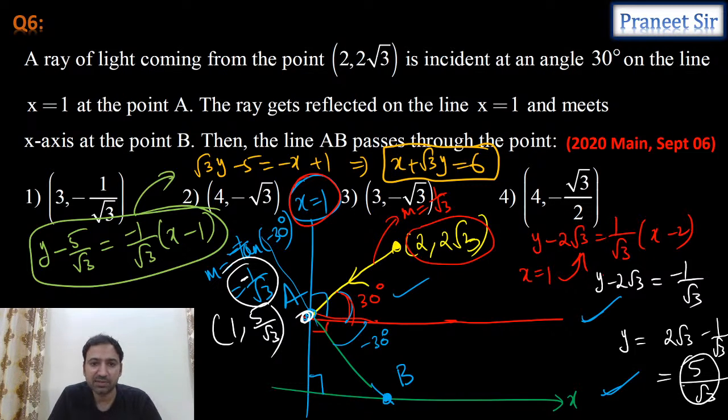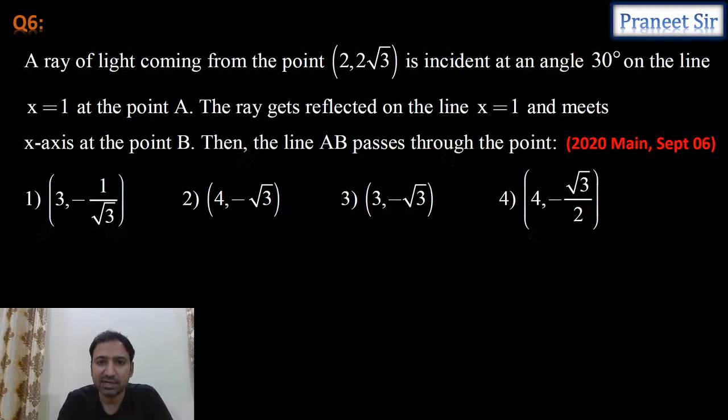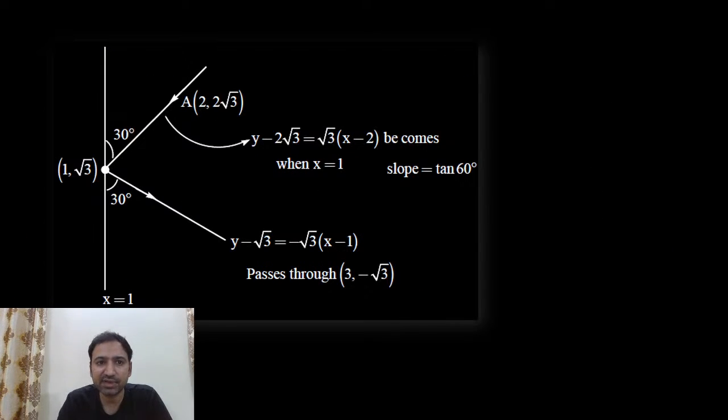The point of contact is (1, 5 by root 3) only, and the slope of AB is minus 1 by root 3 only, correct only. Minus x plus 1, x plus root 3 y equals 6, correct only we are getting. But the answer is not matching. Let's see where we have done wrong.